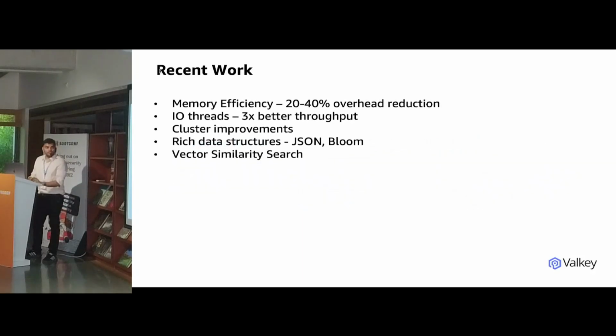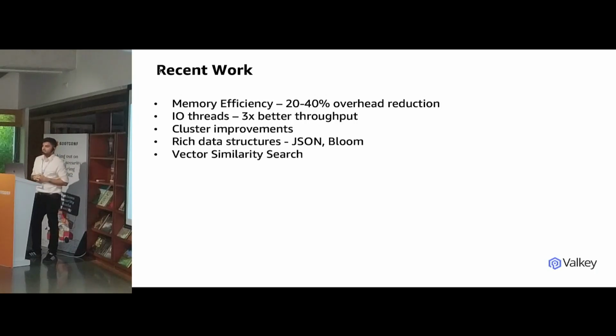So the recent work which we have done in the community is around memory efficiency and IO threads. Any key value store which is built on top of memory looks into those 2 key pillars, which are memory overhead reduction and having a high throughput. So for memory efficiency, we realized that we want to let users store as much data as possible and looked into ways to optimize that.